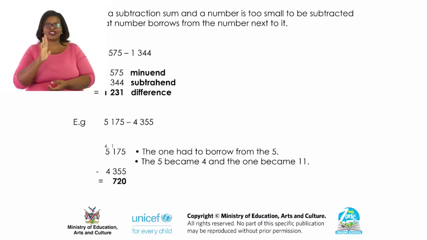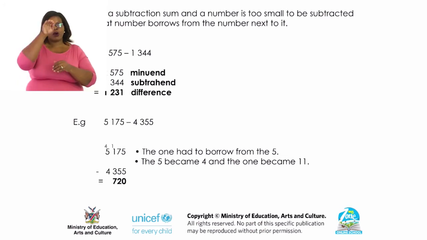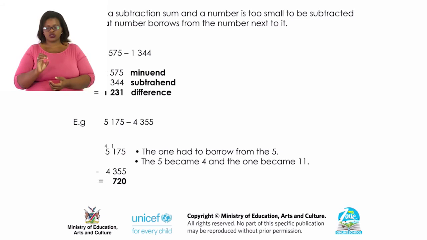5,175 minus 4,355. We write our big number on top, 5,175. We write the small number at the bottom, 4,355. And now we minus it from each other. 5 minus 5 is equal to 0. 7 minus 5 is equal to 2.